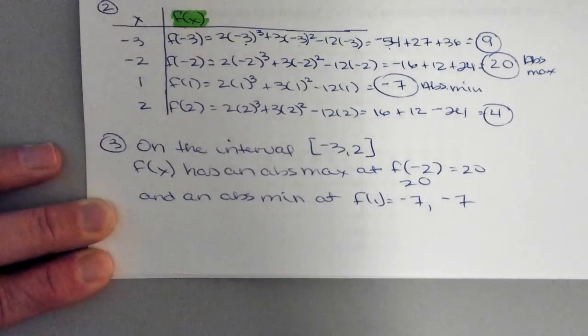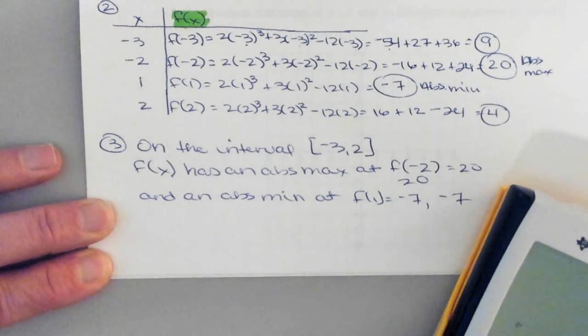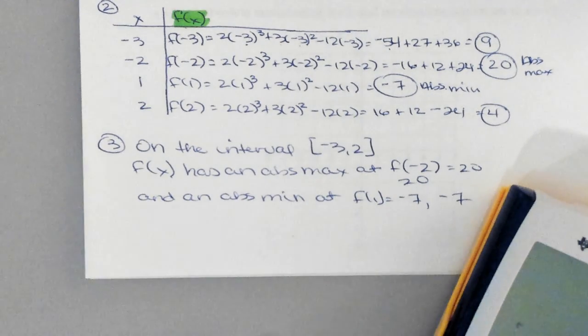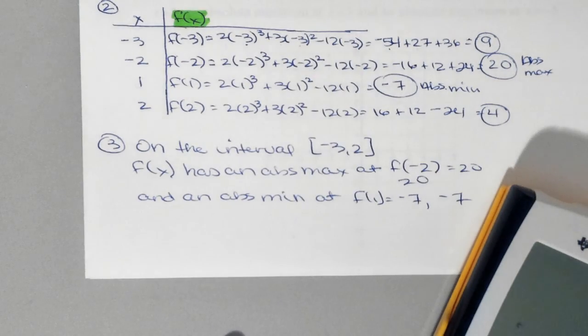Does anyone have any questions? Yes? So since this was on a closed interval, we use negative 3 and 2, but if it was open, with parentheses, we wouldn't use those. Okay, so in the EVT, it says that you have to have a closed interval. If it's on an open interval, then it's probably going to be a relative min or a relative max. Okay?